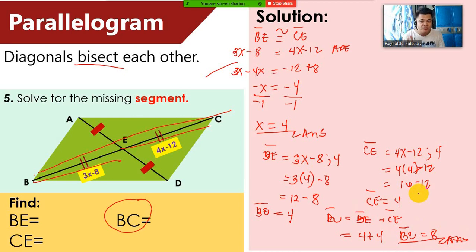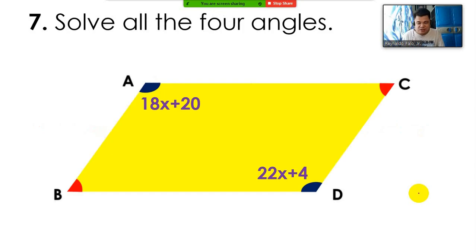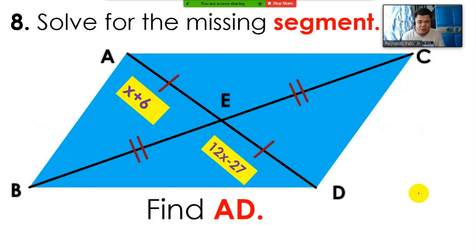Now for your exercises, you can do the following, the process that we've done. For number 6, we have to find segment AB and CD. Just take a screenshot of it so that you can solve it on your own. Alright, so for number 7, it's the same as number 3 and 4. Solve all the 4 angles, applying the properties. And then for number 8, solve for the missing segment. Just follow the process that we've done in number 5. Okay, alright, so that's it.